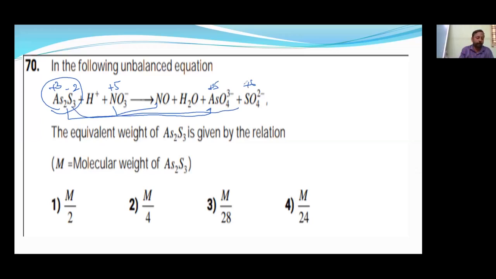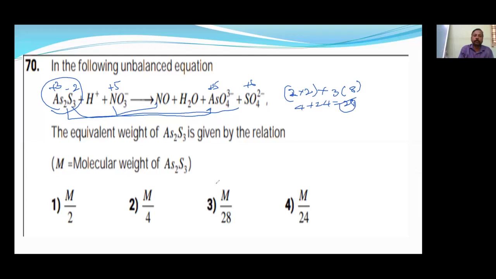So in total you have to check for 1 mole. Each arsenic is changing by 2, so net change of 2 into 2, that is 4. And each sulfur is changing by 8, so 3 into 8, that is 24. So 4 plus 24, yes, correct, 28. Answer will be 28.